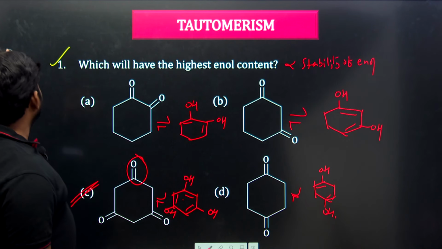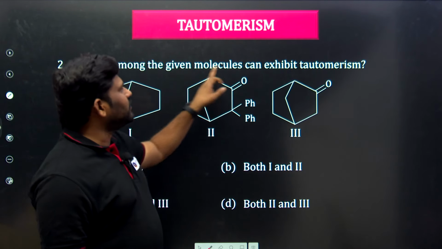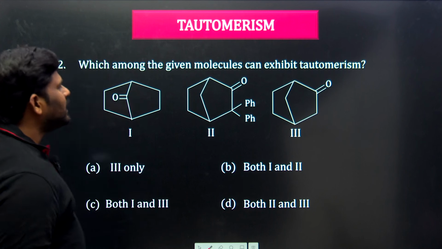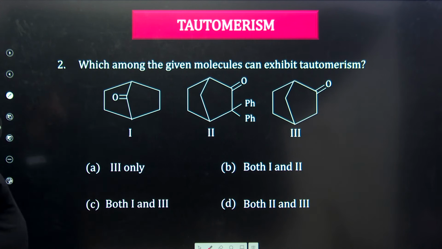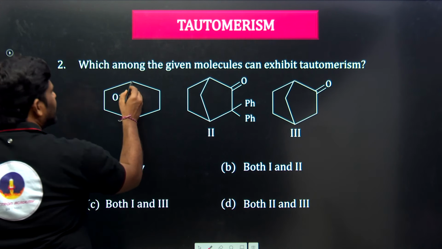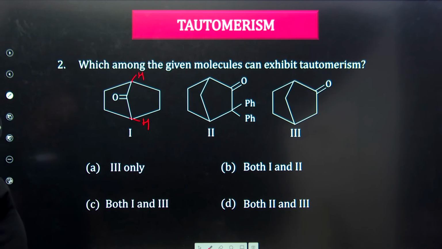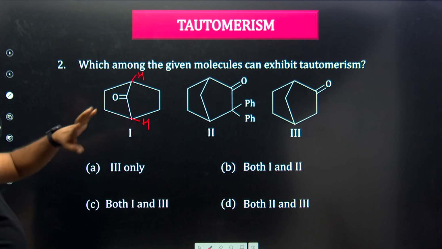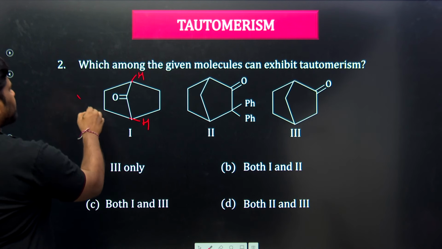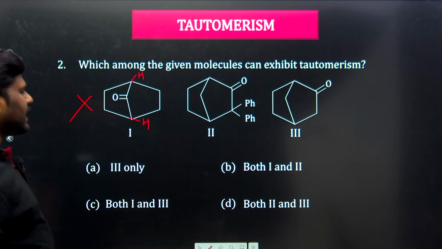This is a rule. Next example: which of the following can exhibit tautomerism? Tautomerism is exhibited in, right, because these are bridged hydrogens. These are what, beta? Bridged hydrogens. So bridged hydrogens cannot exhibit tautomerism. The first one is not the answer.